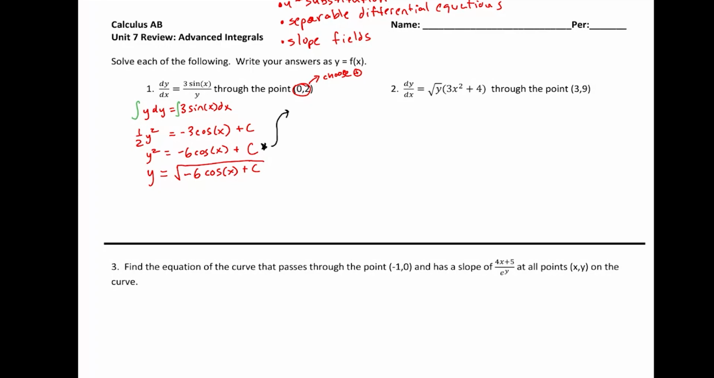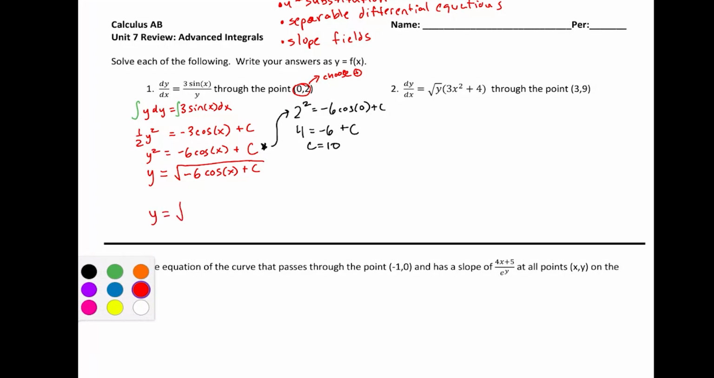So plugging in (0, 2), I get 2 squared equals negative 6 times cosine of 0 plus c. Cosine of 0 is 1. So we have 4 equals negative 6 plus c. Adding 6 to both sides gives me 10. So my final answer here should be y equals the square root of negative 6 cosine x plus 10.